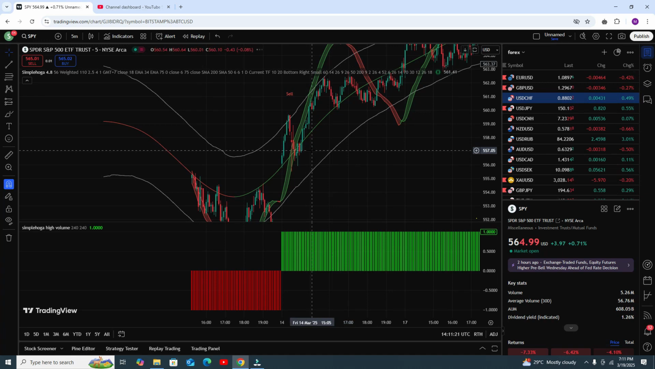Okay, so you can see the indicator is working perfectly fine on all markets, whether you are using forex, crypto, or stocks.